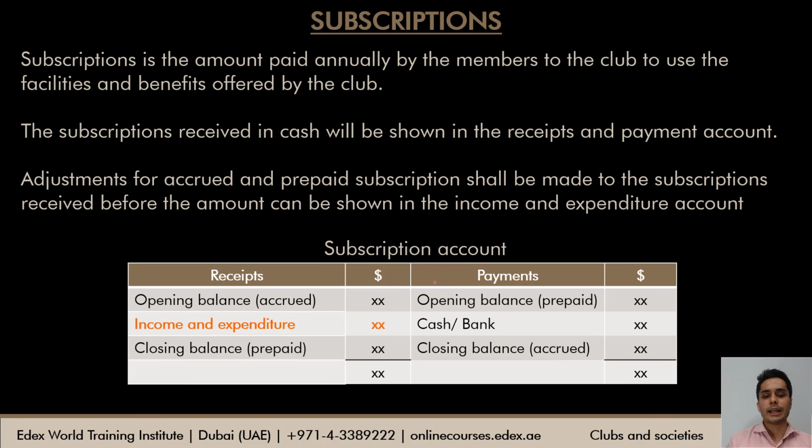You should go and watch that video first if you have doubt in how to prepare your other incomes. On the debit side or the credit side, you would have your opening balances depending if the subscription is accrued or prepaid at the beginning. On the credit side, we will have subscriptions received in cash and closing balances will be given, and the closing balances will be on the debit or the credit side depending whether the subscriptions are prepaid or accrued at the end of the year. And finally, what I get in the account as the difference is the income and expenditure account transfer. Basically, whatever subscriptions the members are supposed to pay during the year, that has to be transferred to the income and expenditure account.